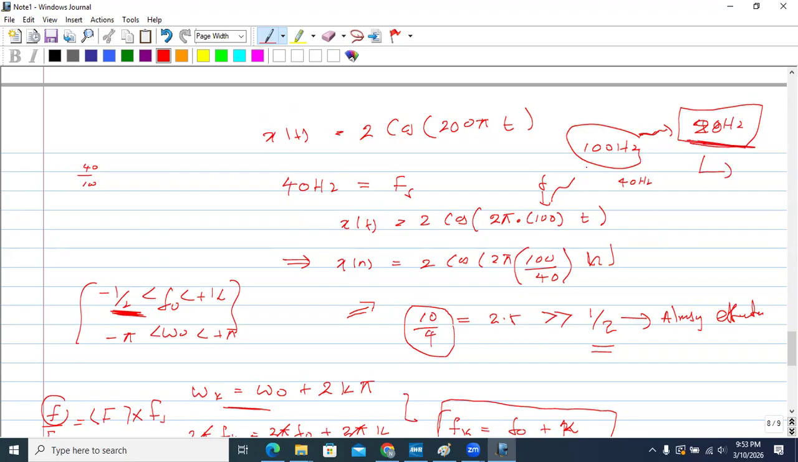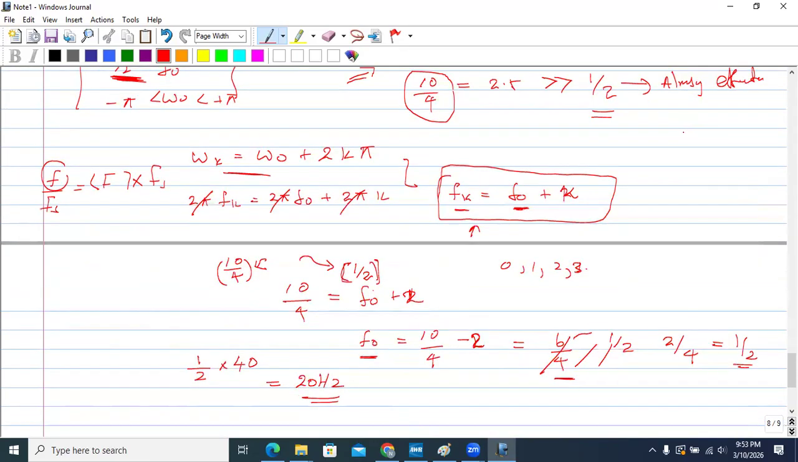Okay, so we need to have the 100 Hz signal, but actually we have 20 Hz signal. Right? So that is also very easy, no? Okay. So in that way, I'm sorry I have missed that equation. So you can keep remember here. Fk is equal to F naught plus k. Okay, the k is the integer 0, 1, 2, 3 like that. Okay, so using this equation you can find the aliasing frequency.